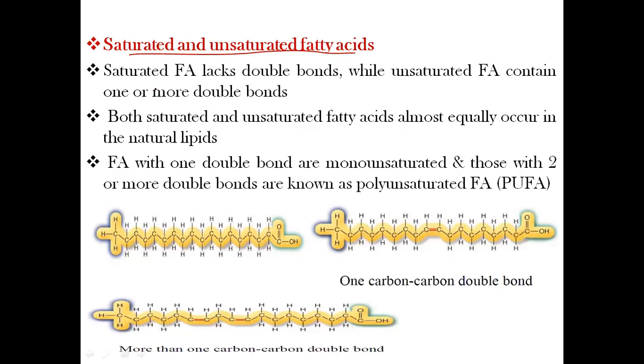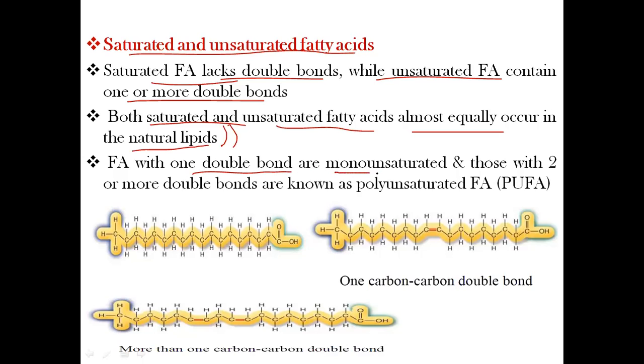Next important concept is saturated and unsaturated fatty acids. Saturated fatty acids are those which lack double bonds, while unsaturated fatty acids contain one or more double bonds. Both occur almost equally in natural lipids. Fatty acids with one double bond are known as monounsaturated fatty acids, and those with two or more double bonds are known as polyunsaturated fatty acids, or PUFA.